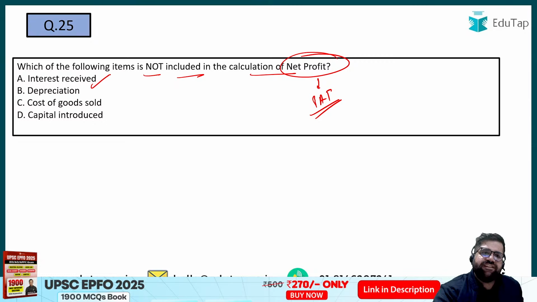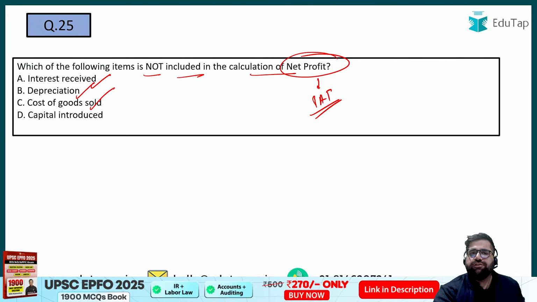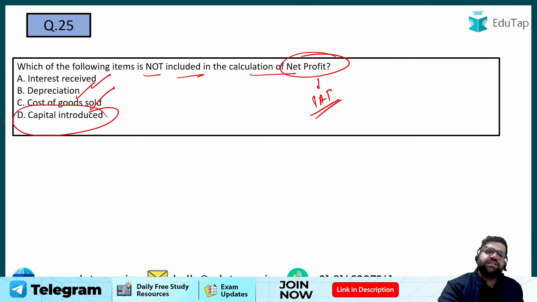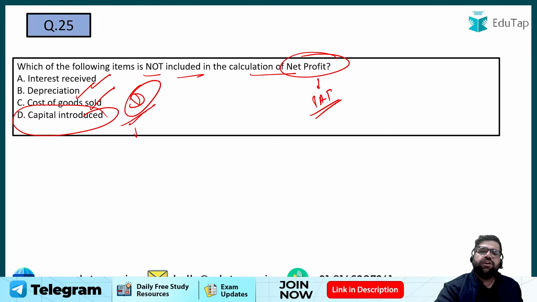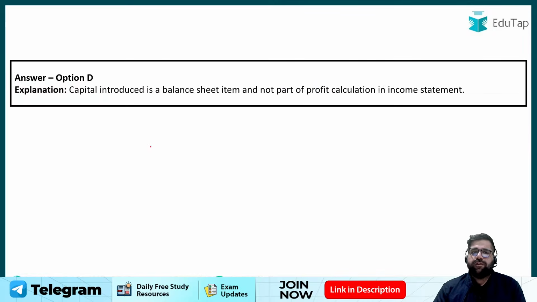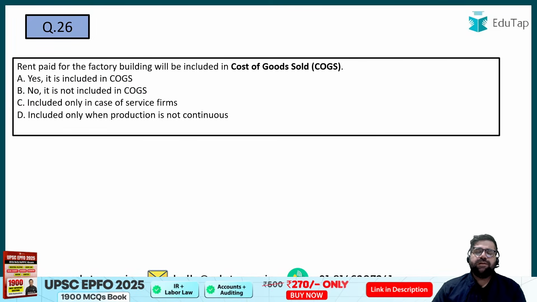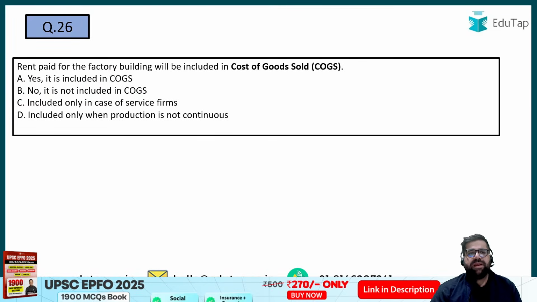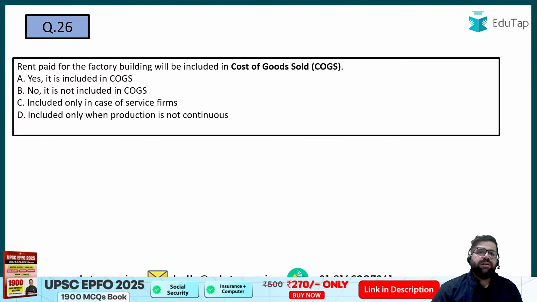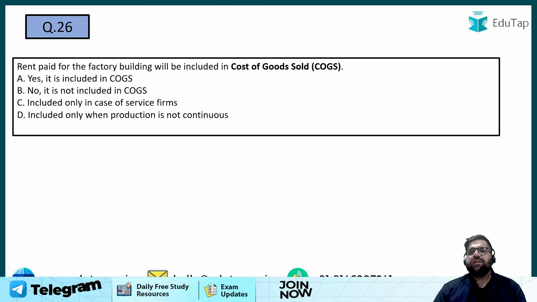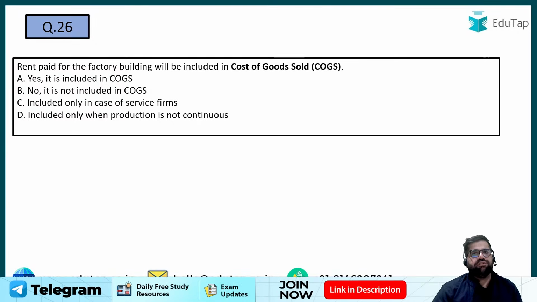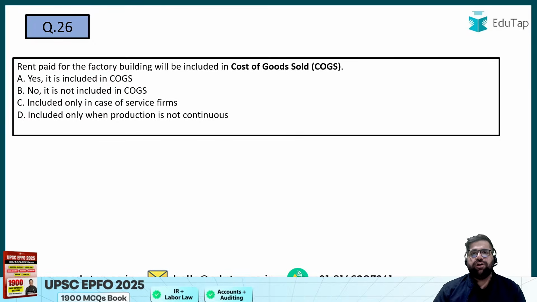So interest received, yes. Depreciation, yes. COGS, yes. But will it include capital? No. Capital will be shown in your balance sheet, not in the calculation of net profit, right? Question number 26 now. Rent paid for a factory building, will we include this in COGS or not?